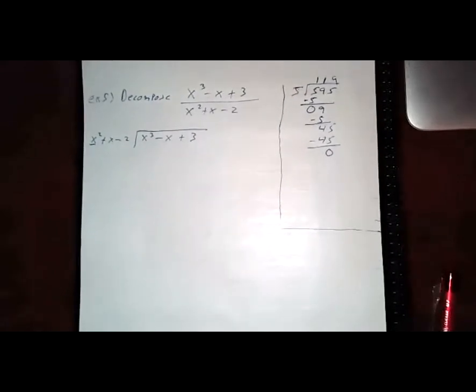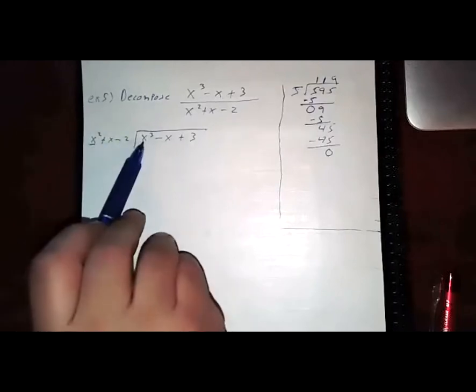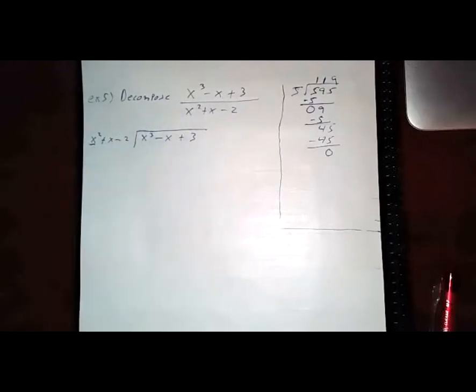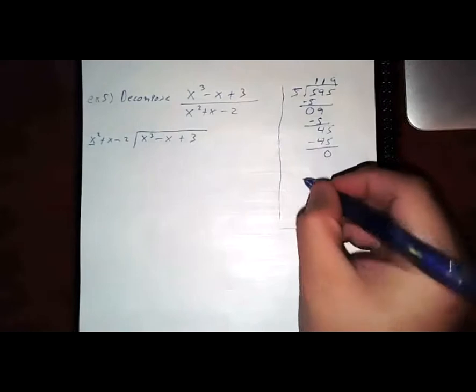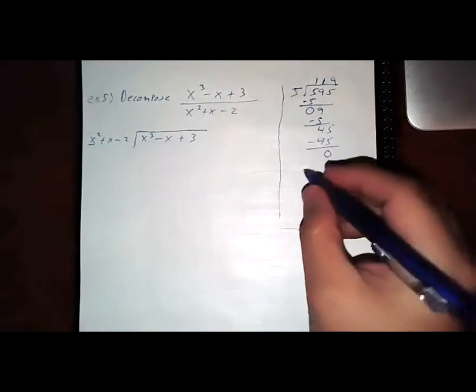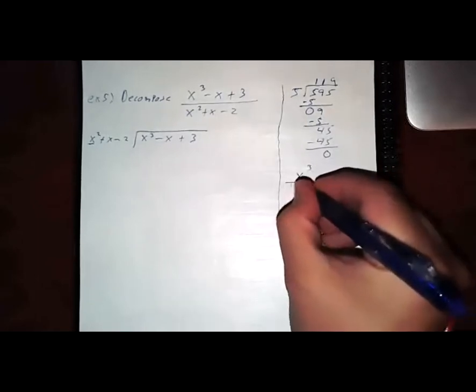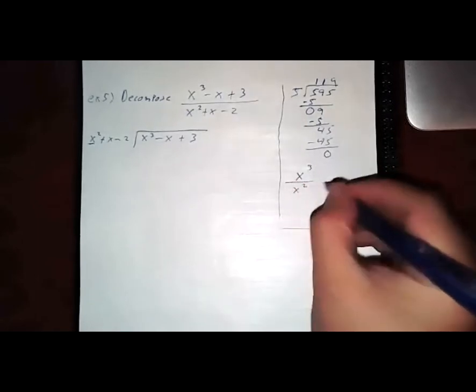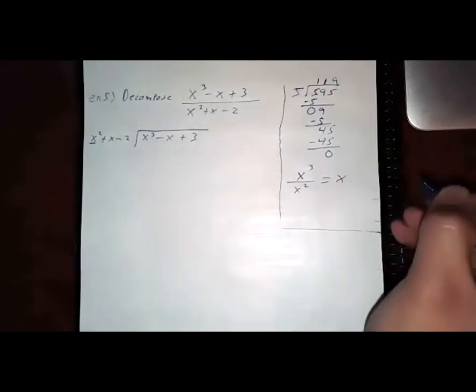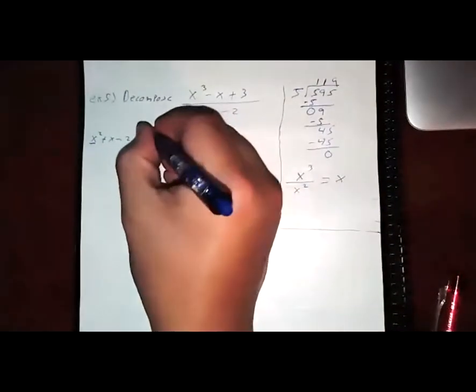So here we go. X squared goes into x cubed. How many times? 1. Yeah, it kind of is. It's one x, right, technically. And if you're not sure, just do the work on the side, right? X cubed divided by x squared leaves you with an x, right? Yep. So you put that x up here.